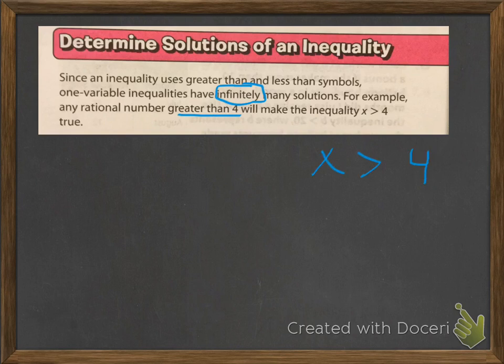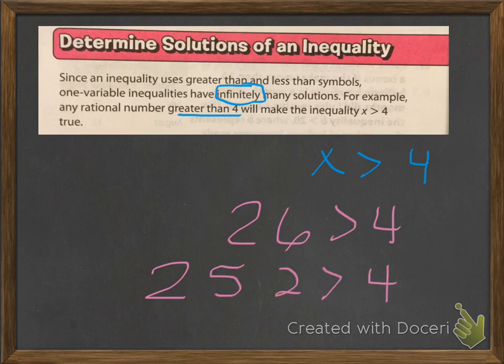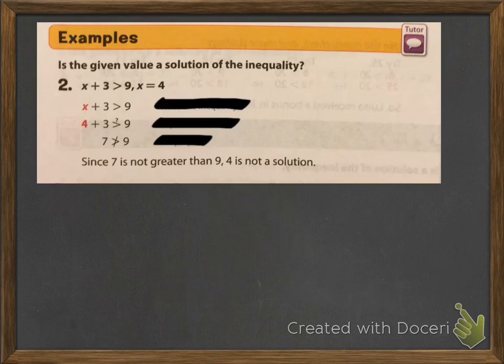So basically all they're saying in this statement is that we could say this was 26 is greater than 4. We could say this is 252 is greater than 4. So it goes on and on and on, the possibilities. All right, so for example 2, it says, is the given value a solution of the inequality? So let's go ahead and check. So first you're going to want to write the problem, which is x plus 3 is greater than 9. And then they're saying, is the given value, which is x equals 4 right there, a solution of the inequality?